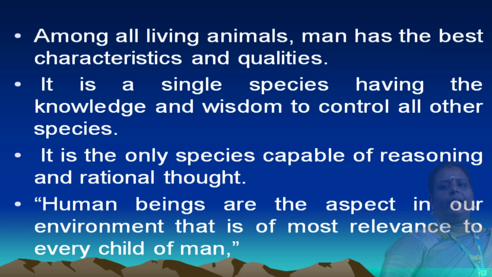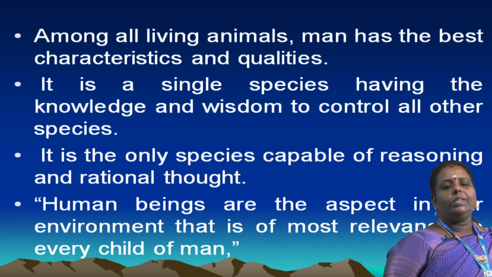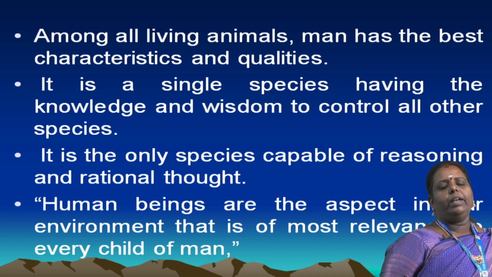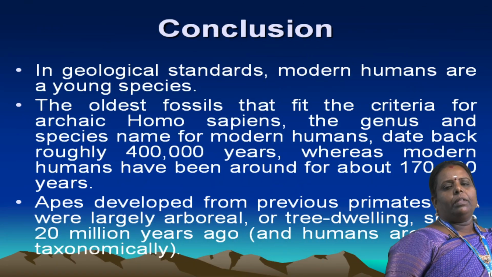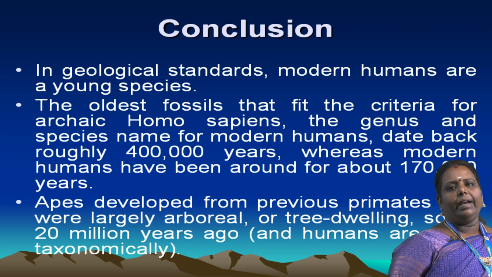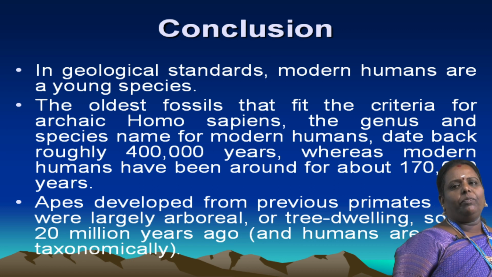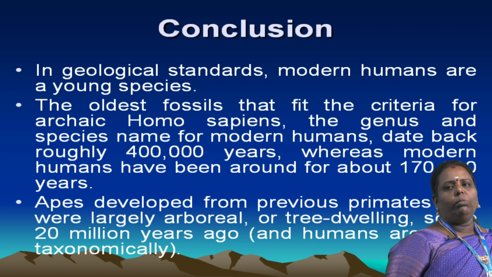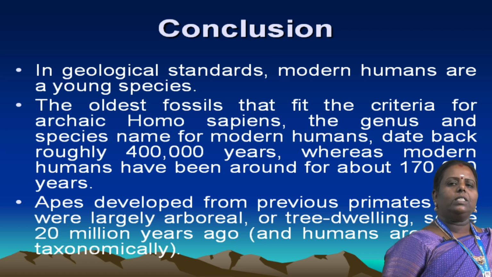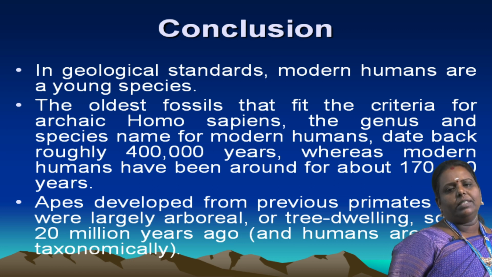Human beings accept our environment, and this is most relevant to every child of man. That is very important because we should conserve nature. After that we have to use particular places. This concludes the evolution of man. In geological standards, modern humans are a young species. The oldest fossils fit the criteria of the genus Homo sapiens, the modern human, dating back roughly 4 lakh to 5 lakh years, and also varying to millions of years.